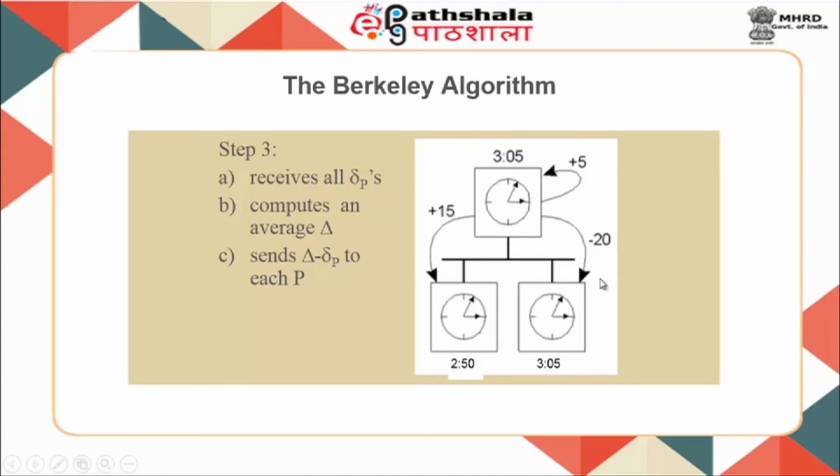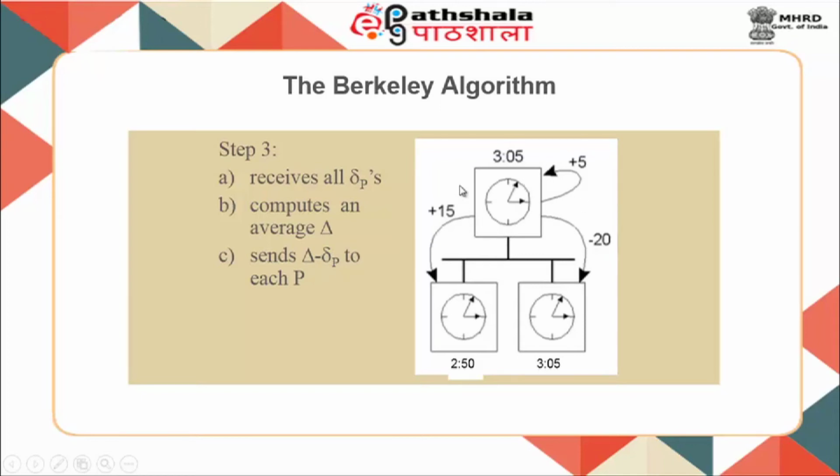Similarly, here the value that it had sent, its delta p, was plus 25. Now, I have 5 as capital delta and plus 25 as delta p. So, 5 minus 25 will be minus 20. So, the server daemon will send a message saying that, hey, you put backwards your clock by 20 minutes, and here the delta p was 0. So, therefore, it is delta.